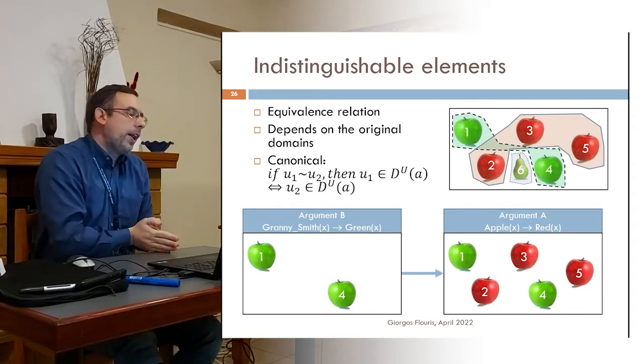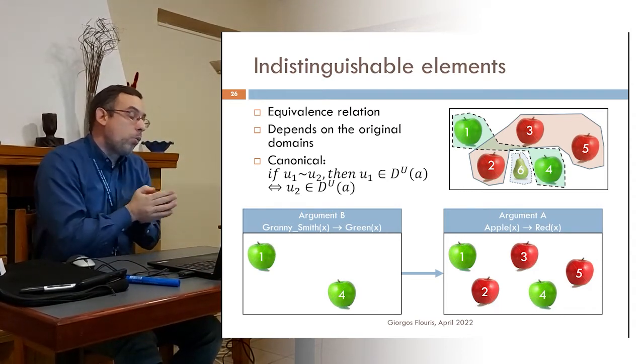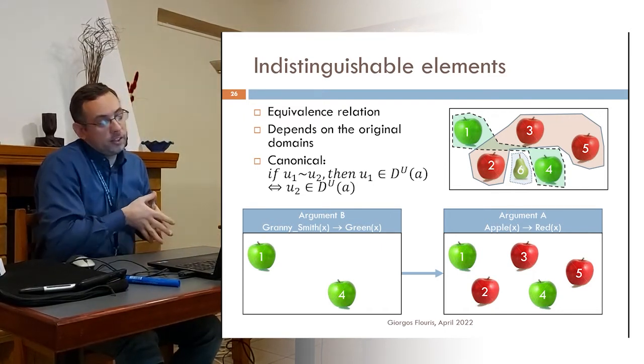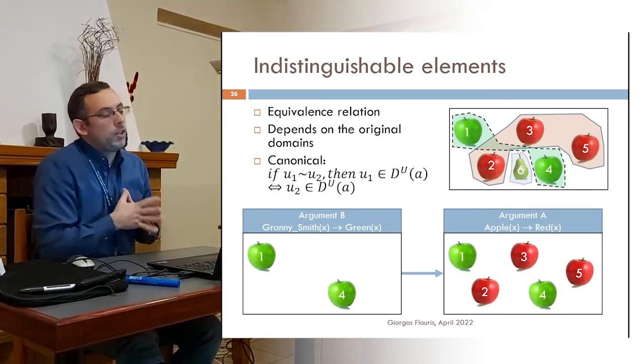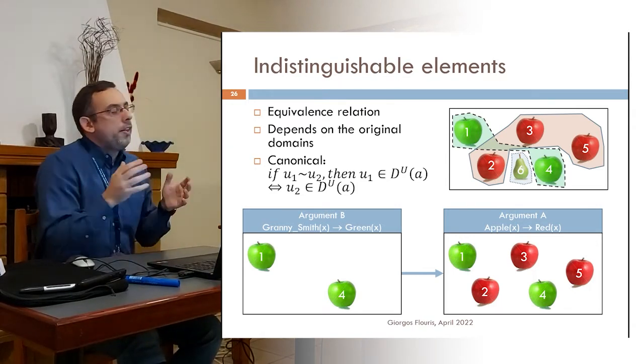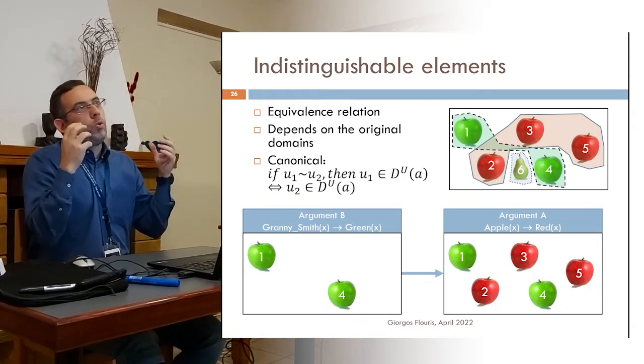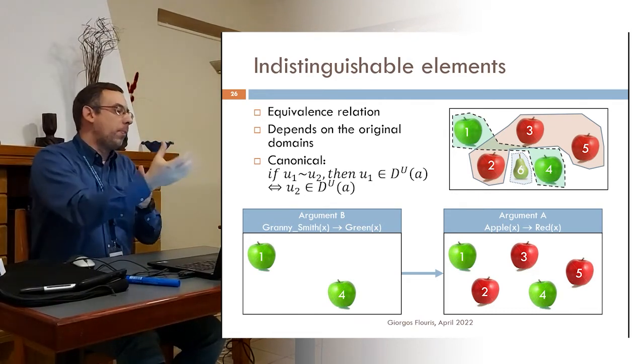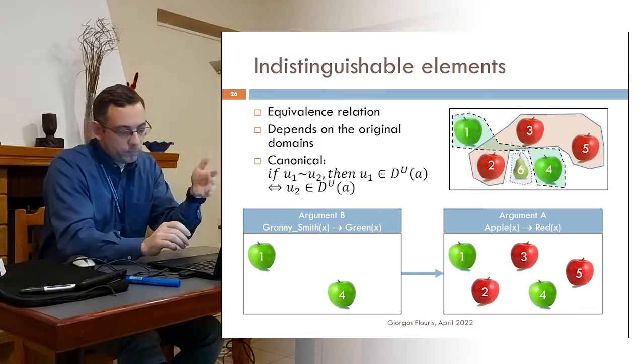If I put apple 1 in the scope of a certain argument, then I should put apple 4 in the same scope of the same argument. So that's what canonical extensions do. They essentially require you to have equal treatment of elements that are indistinguishable from the perspective of the model.